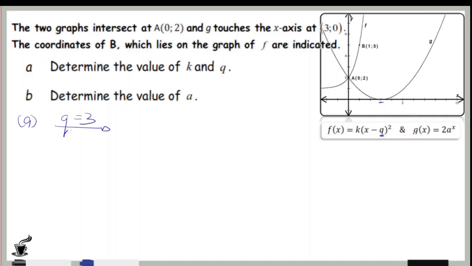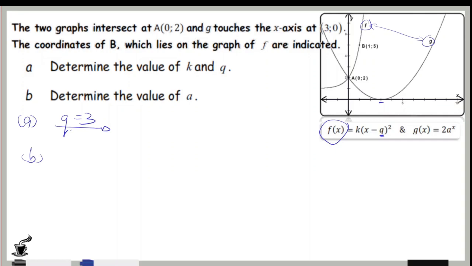How about the value of k? Well, we are in luck. We can do a double substitution into f of x. Seems our diagram is a bit of a problem. That's on me, so apologies for that. We will call it f of x in this case.